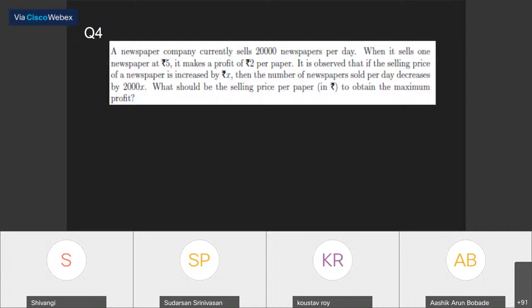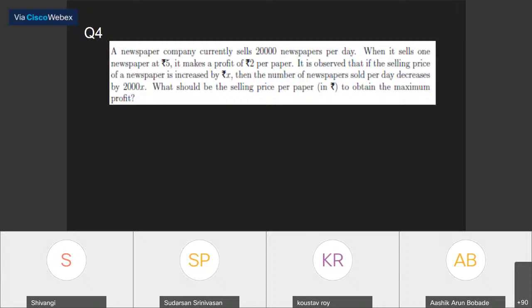So new profit is 2 plus X, right? The new number of papers is also there. So you find that, and then the question is solved. She has to explain how she got 9. Just try. Even if it comes out wrong, it's fine. Just try.